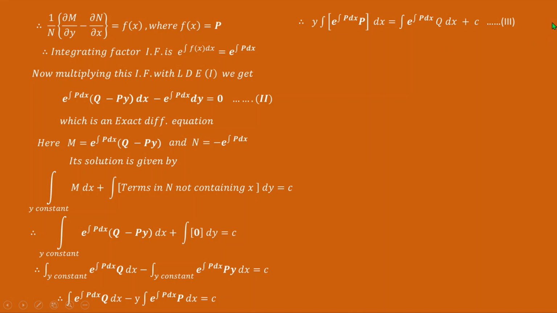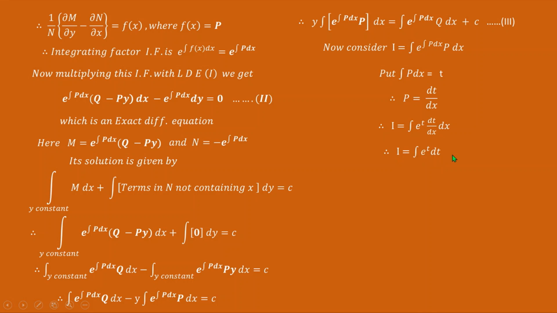Now here we have to evaluate this integration e raised to integration p dx into p dx. So say this is I. Put here integration p dx is equal to t. So differentiating with respect to x on both sides, we get p is equal to dt by dx. Here integration and derivative get cancelled. Now put this value of p here, so we get I is equal to integration e raised to t, value of p which is dt by dx into dx get cancelled, so we get I is equal to integration e raised to t dt.